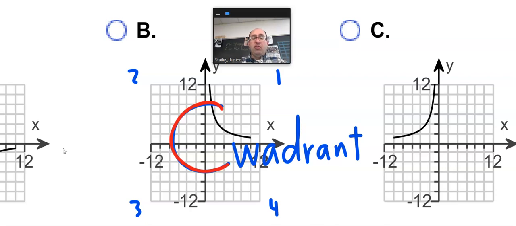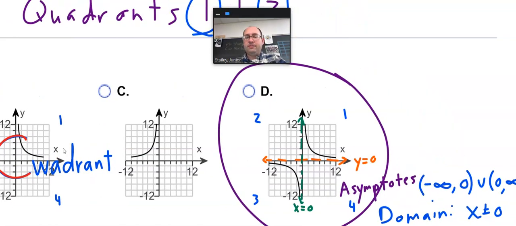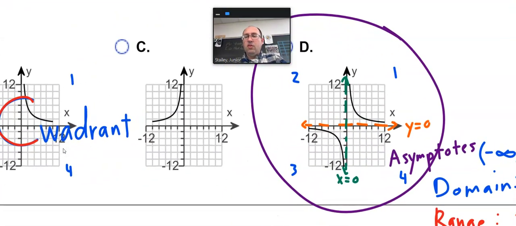So when we say 1 and 3, now obviously I drew the word quadrant here and labeled it on the wrong graph because I didn't want to write on the correct one. What is the correct one? That one's over here. Notice that the branches are in quadrants 1 and 3.